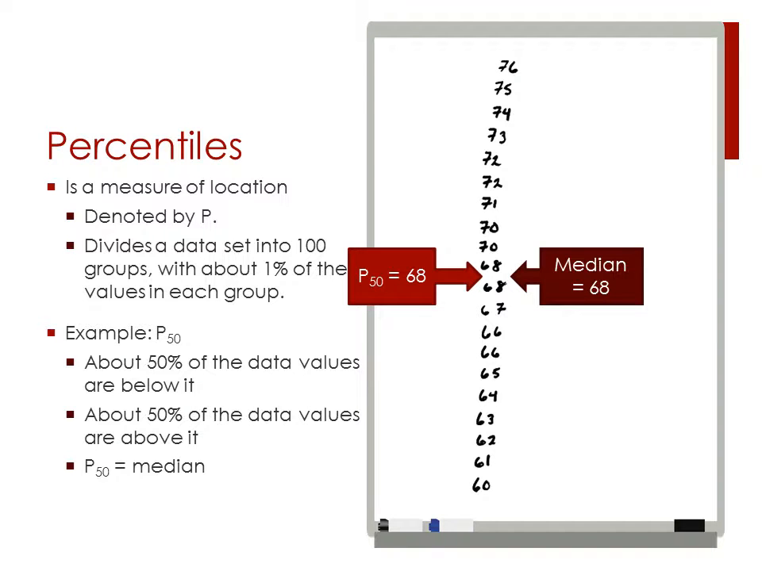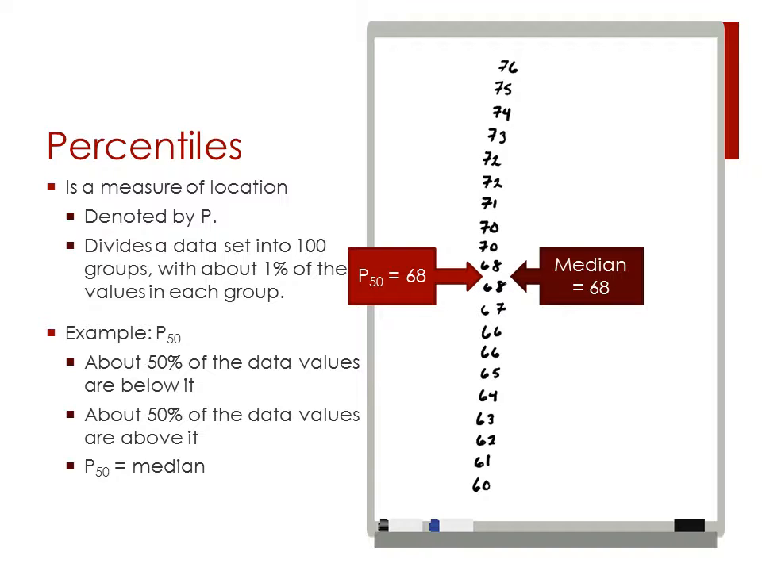Here we can see when we're looking at the percentile of 50, about 50% of the data values are below it, or less than that value, and about 50% of them are above it. So if we've already organized our data and calculated our median, that's actually the same thing as our 50th percentile.